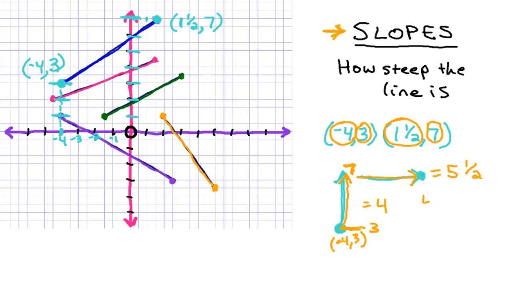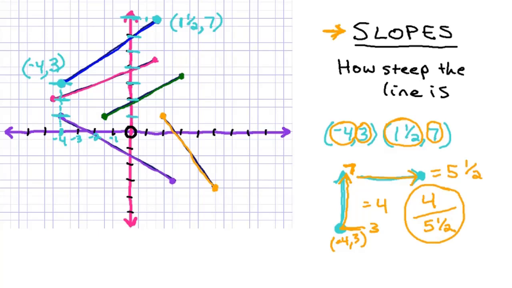So it went up 4, and then you put a fraction bar, and it went over 5.5 to the right. So this would be your slope, and this is a measurement of how steep that line is.